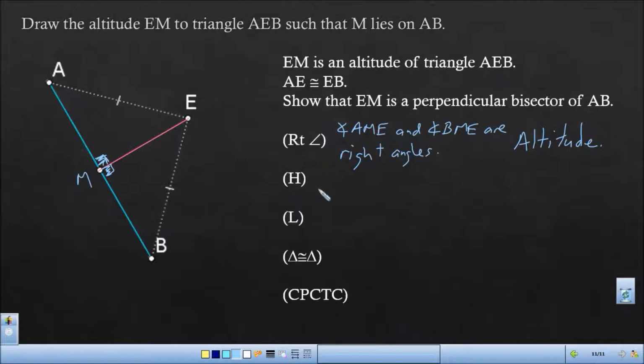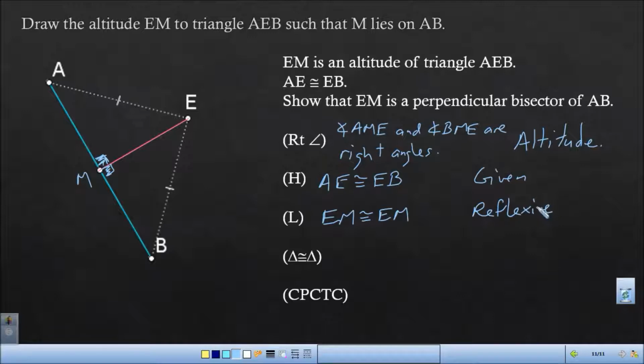The hypotenuse is given. AE is congruent to EB, given. And the leg EM is congruent to EM, reflexive. So we say triangle AME is congruent to triangle BME by hypotenuse leg. And again, CPCTC.